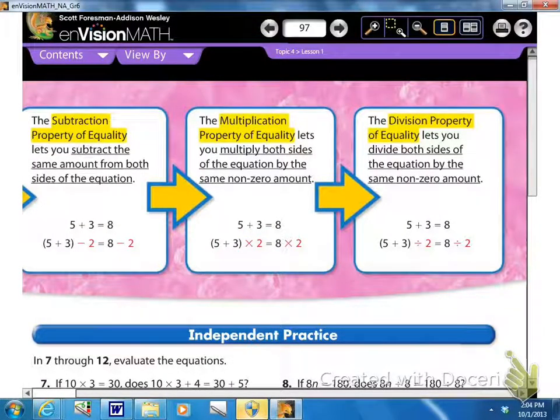And last but not least, we have the division property of equality, which says if you have an equation such as 5 plus 3 equals 8, you can divide both sides of the equation by the same non-zero amount and they will still be equal. So here's our 5 plus 3 and our 8, our balance sign, and what do we do to the left side? Divided by 2. And what did we do to the right side? We divided by 2. So instead of being 8 now, both sides would equal 4, but they would still be equal as long as we're dividing by the same number on the left side that we are on the right side. Okay, let's go back to page 96.